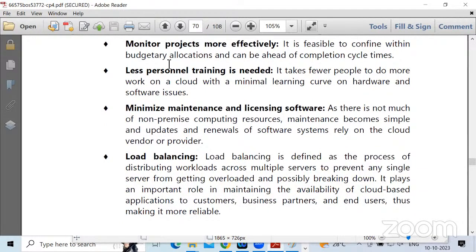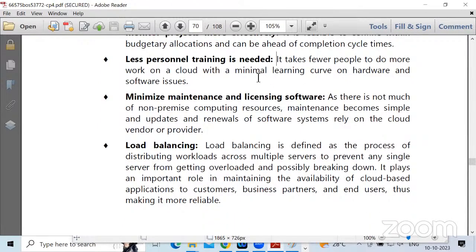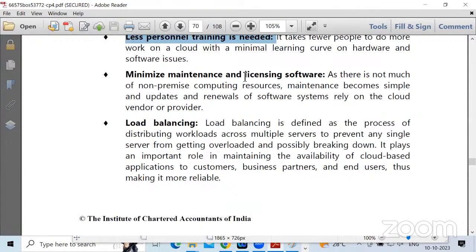Then monitor projects more effectively. It is feasible to stay within budgetary limits and projects can be ahead of completion cycle times. So the projects can be monitored effectively and efficiently because it is carried out by whom? By the service provider. They have a specialized team and specialized infrastructure, so they can develop it quickly. Less personnel training is needed. You need not give training to all the people, only to the users, so it consumes less time.